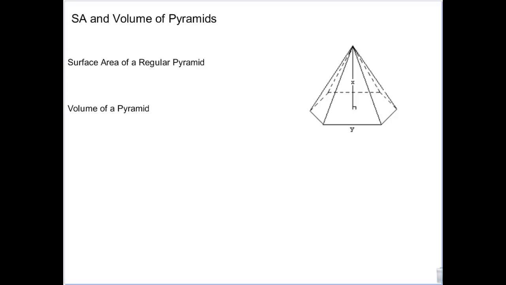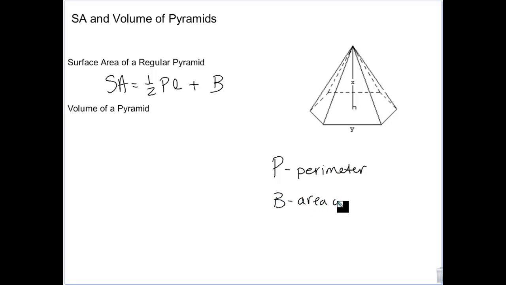We already know what it looks like. We have a regular base. That's key here. We have a regular base. And then our lateral faces are all triangles when we're dealing with the pyramid. So our formula for surface area is 1/2 perimeter times the slant height plus the area of the base. Capital P is still standing for perimeter. Capital B is still standing for the area of the base. Lowercase cursive l is our new one, and that stands for our slant height.